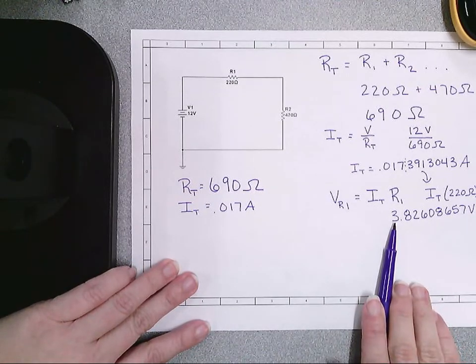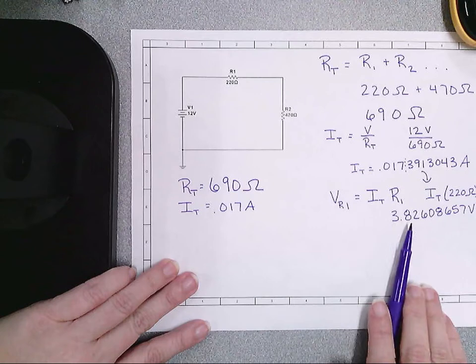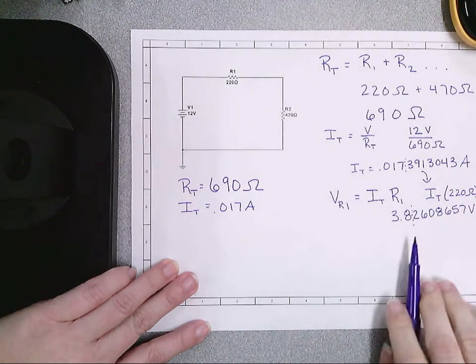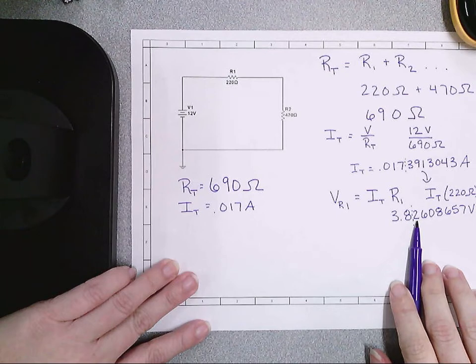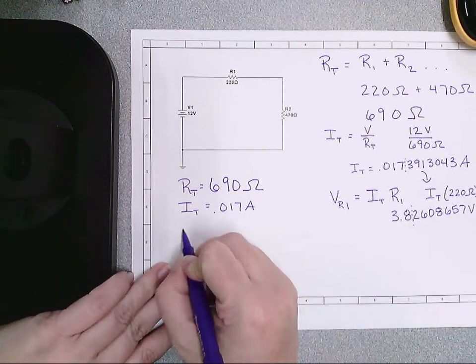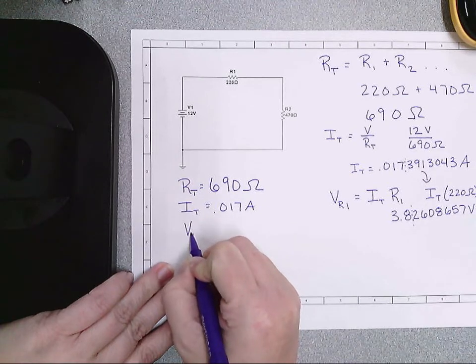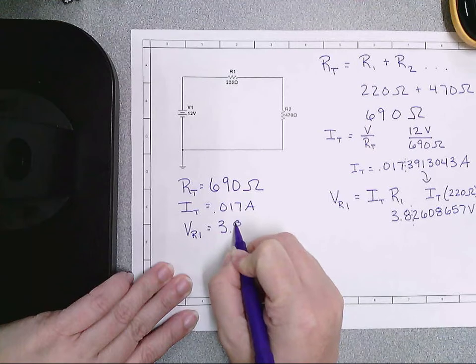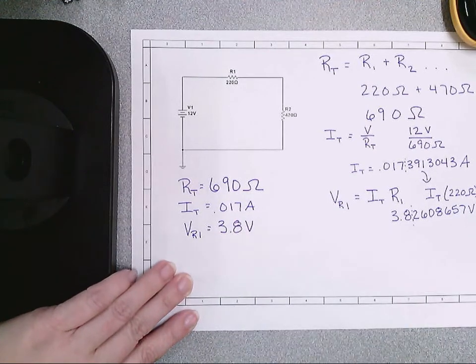Now, because we want to do this in two significant figures, this is our first significant figure, this is our second significant figure. Is that number 5 or higher? No. So voltage at resistor 1 is equal to 3.8 volts.